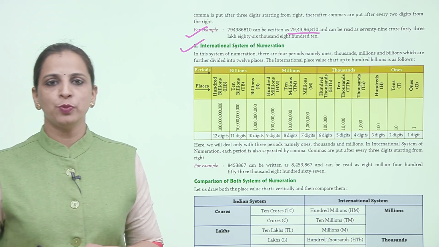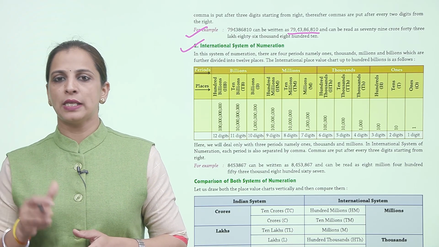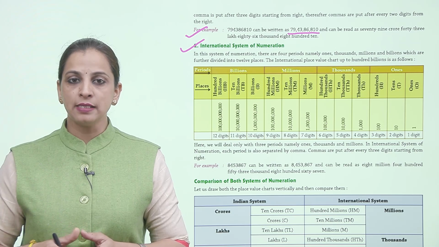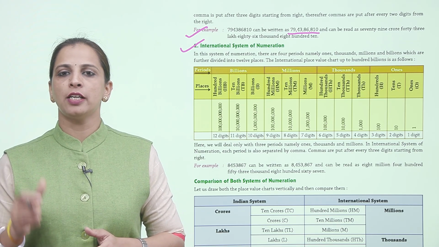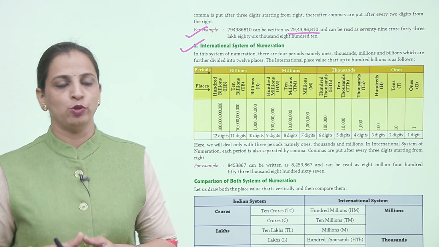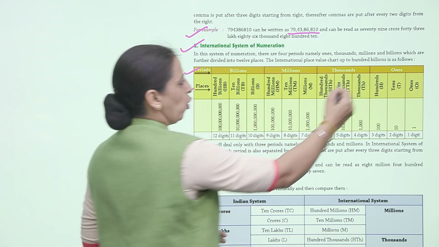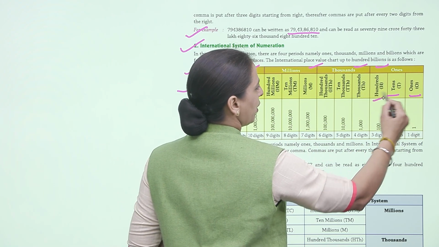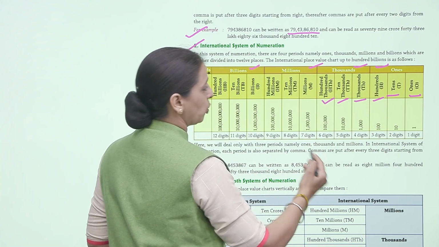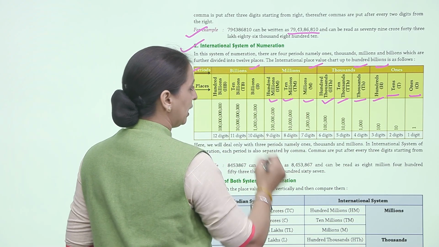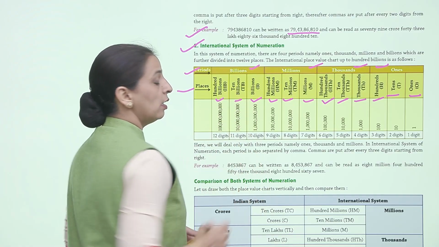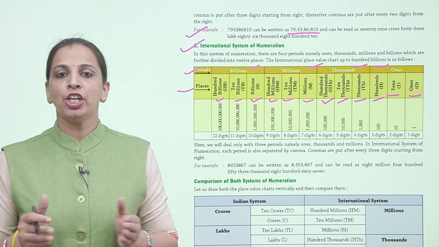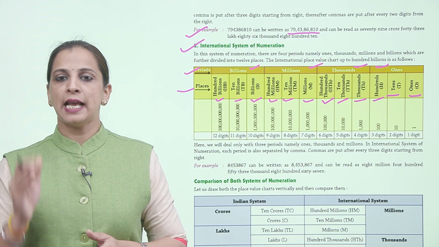Now, second is the international system of numeration. In this system of numeration, there are 4 periods, namely ones, thousands, millions and billions, which are further divided into 12 places. The international place value chart up to 100 billion is as follows. Periods and places: ones, thousands, millions and billions. Ones, tens, hundreds, thousand, 10,000, 100,000, million, 10 million, 100 million, billion, 10 billion and 100 billion. Here we will deal only with 3 periods, namely ones, thousands and millions.